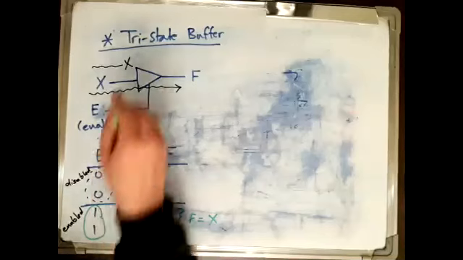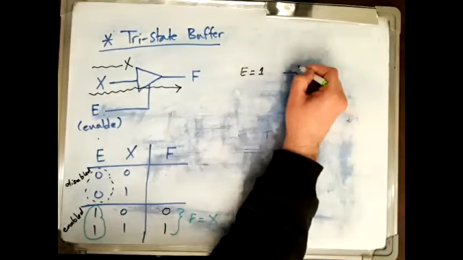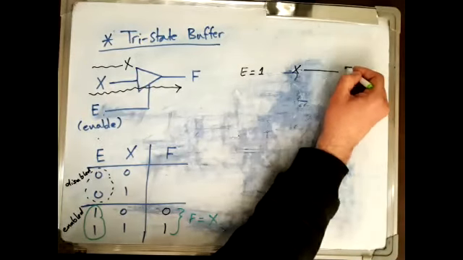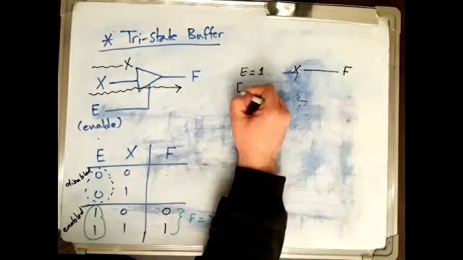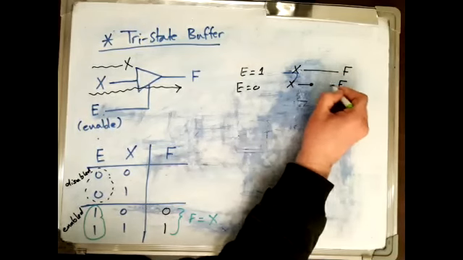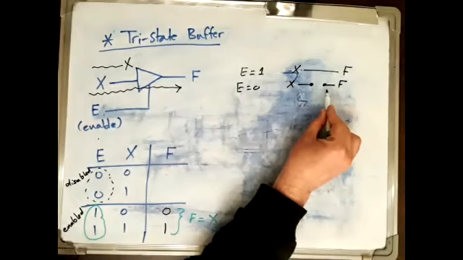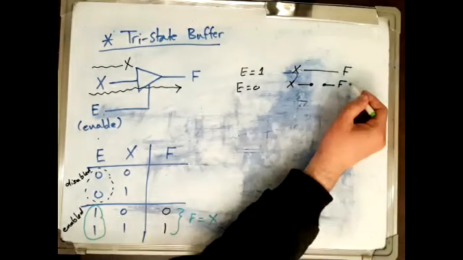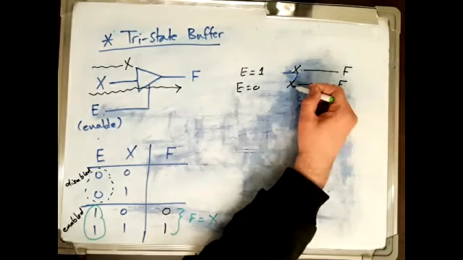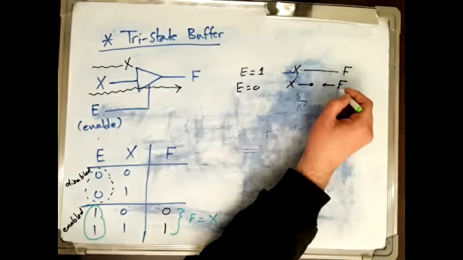Exactly. So when E equals 1, X is connected to F. It is simply a wire. When E equals 0, X is not connected to F, so the path between X and F is open. Can we say here that F is 0? Or that F is 1? No. Physically, if F is not connected to X, we cannot say that F is defined. We say F is not defined.